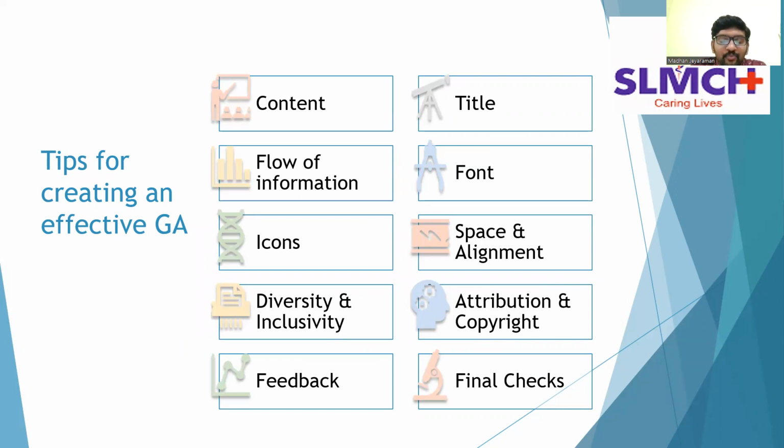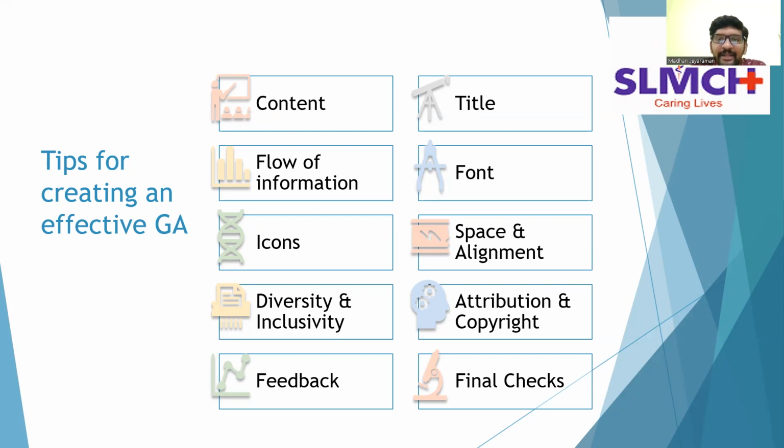Then, usage of icons wisely. Diversity and inclusivity: what to be included, what not to be included. And the fifth one is feedback. We have to show it to our peers and ask for feedback about the graphical abstract. These are one set of tips.